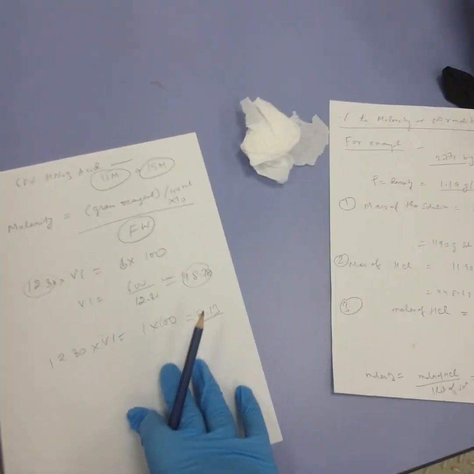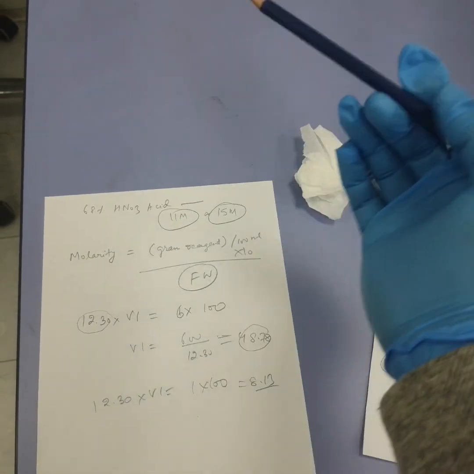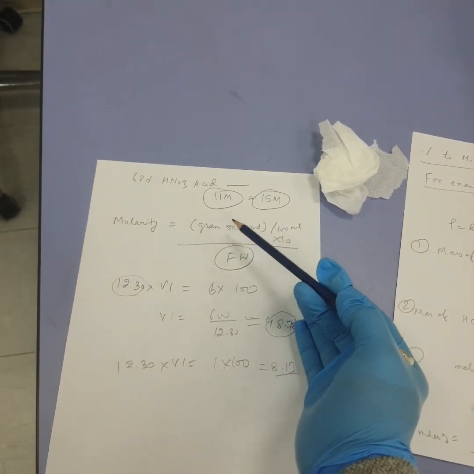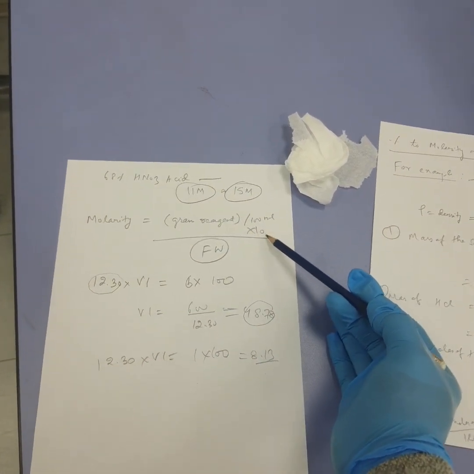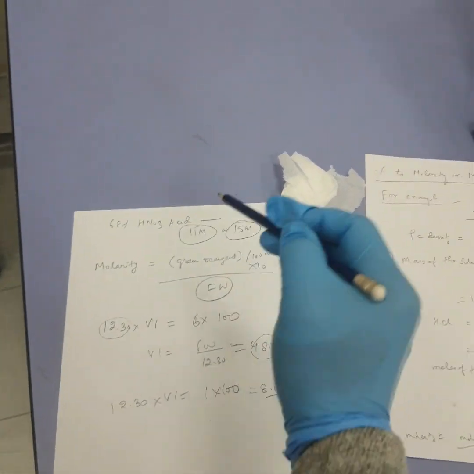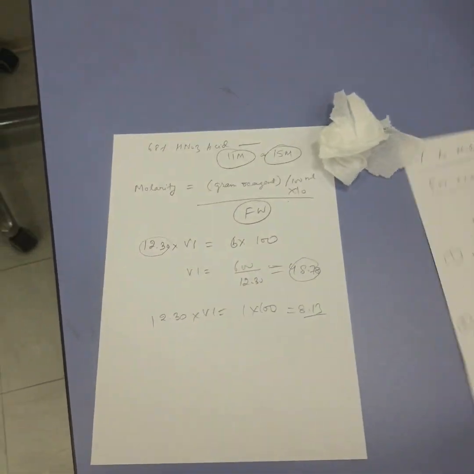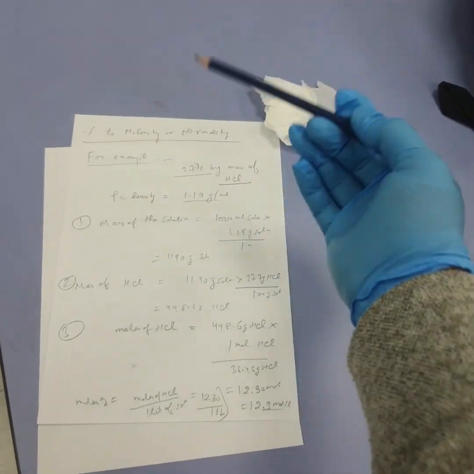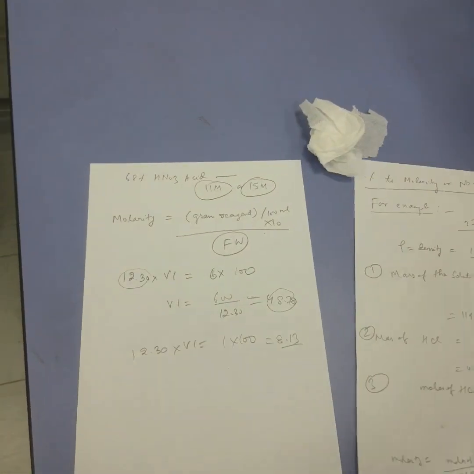Also there is one more formula if you want to find out the molarity. In that case you have to know the gram weight of the reagent into 100 ml into 10 upon the formula weight. This is a standard formula. You can use this formula also, or you can go this way step by step, and then you can find the molarity or the normality.